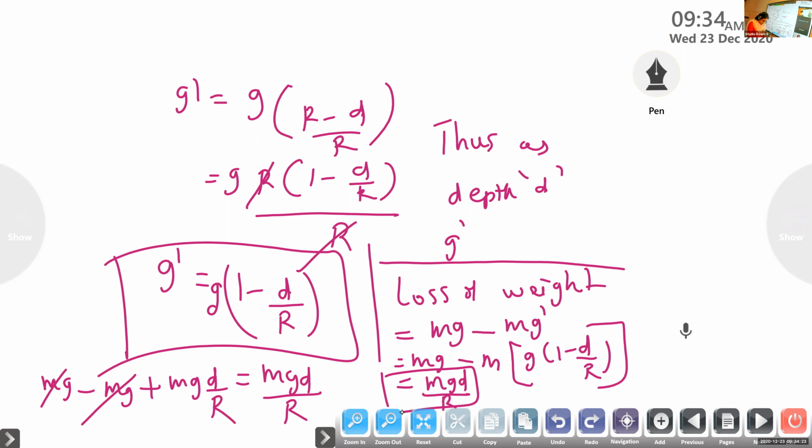I hope everyone completed that. So we are moving on to the third case, and we are just learning, no derivation. So the derivations, you have to learn for height and depth. Now we are moving on to the next one, shape of the earth.